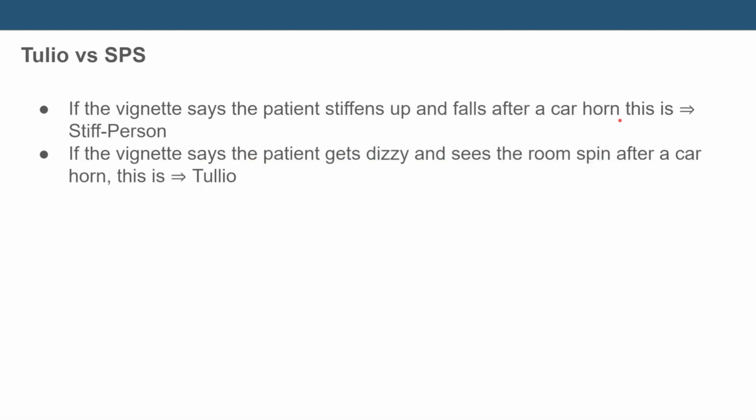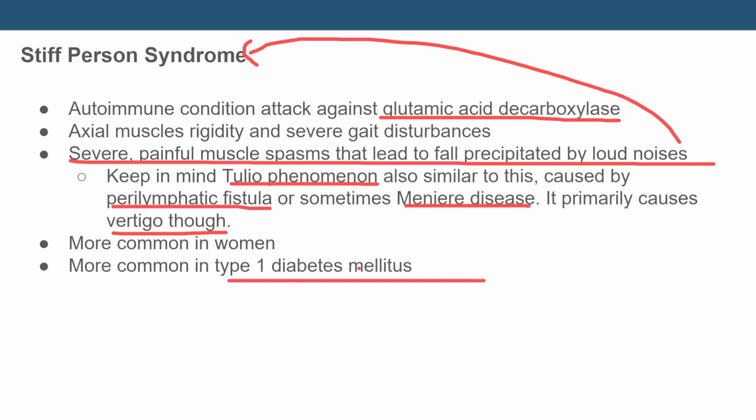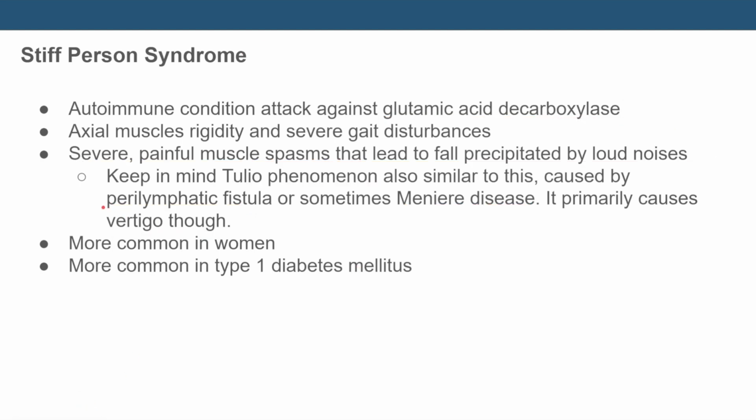So, how can we differentiate between Tullio phenomenon and stiff person syndrome? So, if the vignette says the patient stiffens up and falls after a car horn, this is going to be stiff person syndrome. And if the vignette says that the patient gets dizzy, so vertigo, and sees the room spin after a car horn, this is going to be Tullio phenomenon. You have to also know that Tullio phenomenon is associated with which one specifically? Perilymphatic fistula or sometimes Meniere disease, sometimes also with other diseases such as syphilis, but this is not important. You have to know these two primarily. Perilymphatic fistula, and this is very important, and then sometimes Meniere disease.